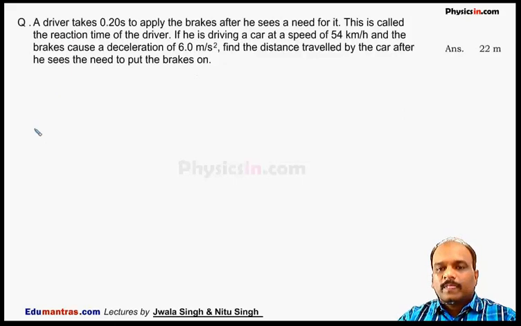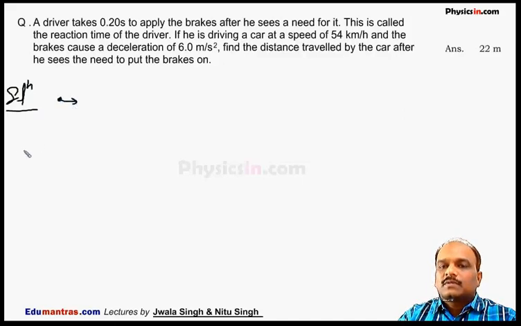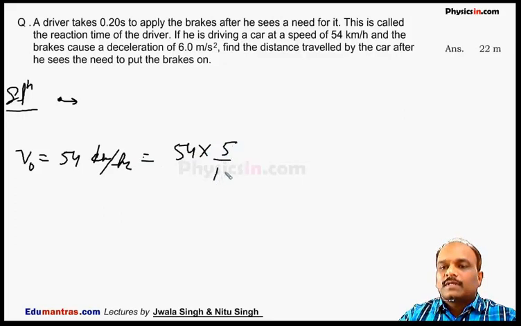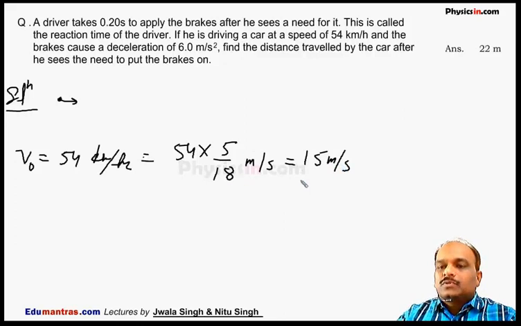Suppose this is a car which is moving with some speed. The speed of the car is given, it is 54 kilometer per hour. That is also equal to 54 into 5 by 18 meter per second. So it comes out to be 15 meter per second. So the initial speed of the car is 15 meter per second.